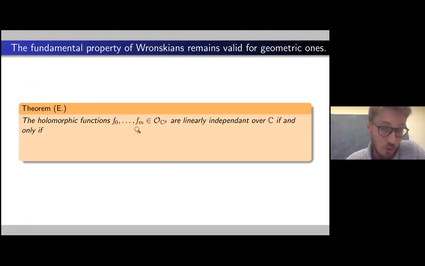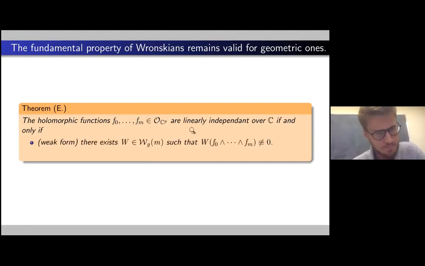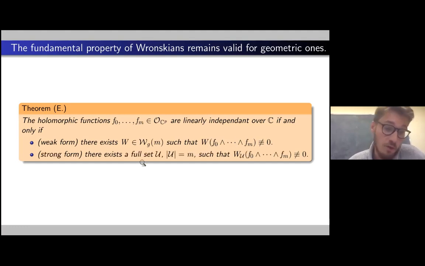If we take m+1 holomorphic functions in p variables, then they are linearly independent over C if and only if... So a weak form of the statement would be that there exists a geometric generalized Wronskian which, when evaluated on the functions, is not identically 0. And the strong form is that we can just check this condition on the pure ones, the pure geometric generalized Wronskians.